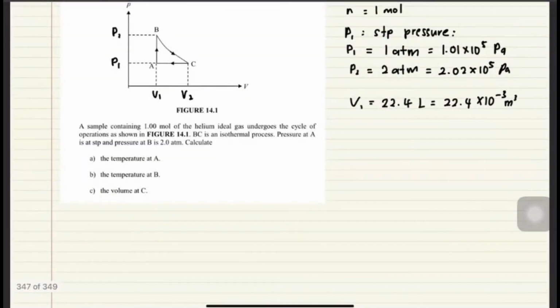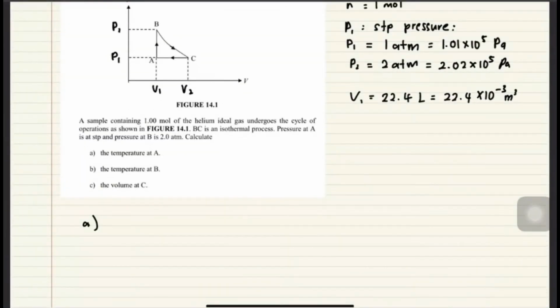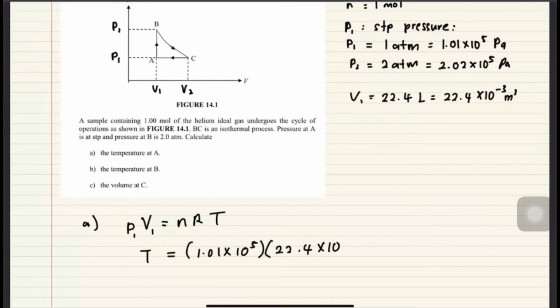To calculate the temperature, you can use PV equals to nRT. So this is the first condition. It would be P1, V1, and you can find the T. Can you just follow or not? Sir, V1 tu sebab dia dekat STP kan sir? Betul, sebab dia dekat STP. Alright.